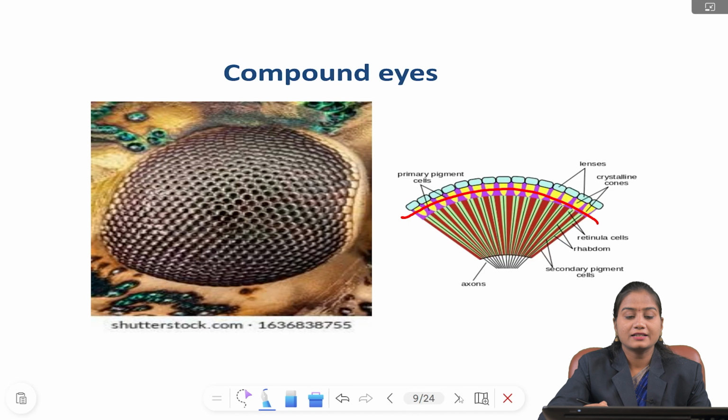Another important character is compound eyes. Insects have two compound eyes which are made up of individual units called ommatidia. These ommatidia act like the cornea of the eye. So even if a single ommatidium is lost, the insects still manage to see.